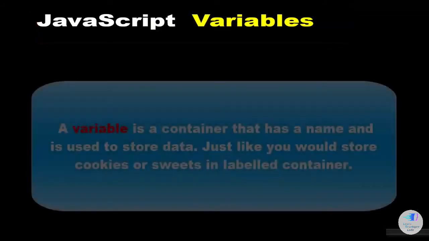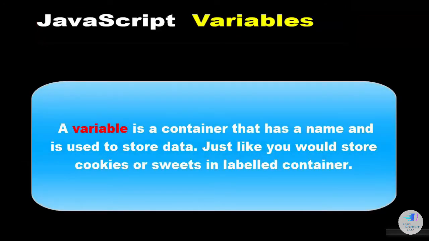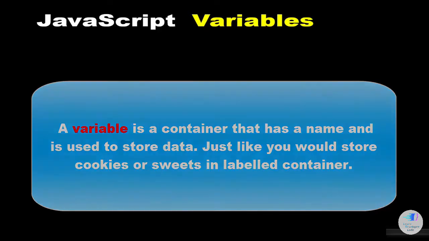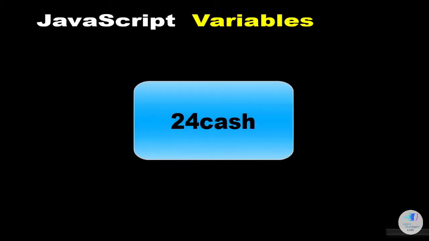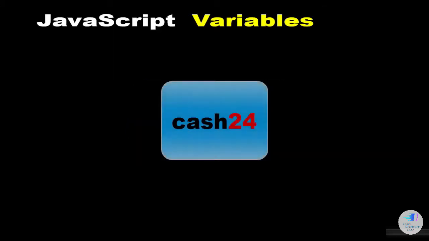A variable must have a name, and there are conditions in naming variables. For example, you cannot begin a variable name with a number. You can't, for example, name a variable 24cash. You can, however, name it cash24.